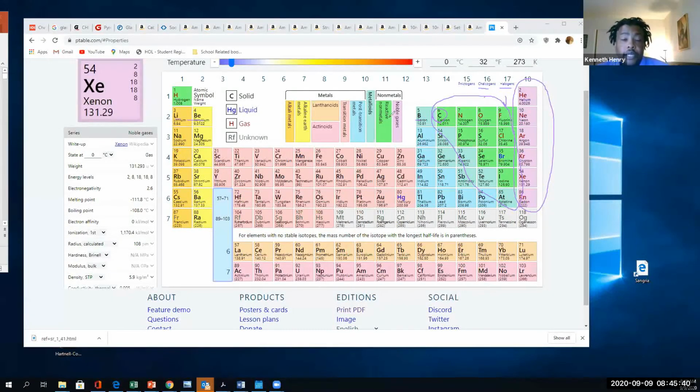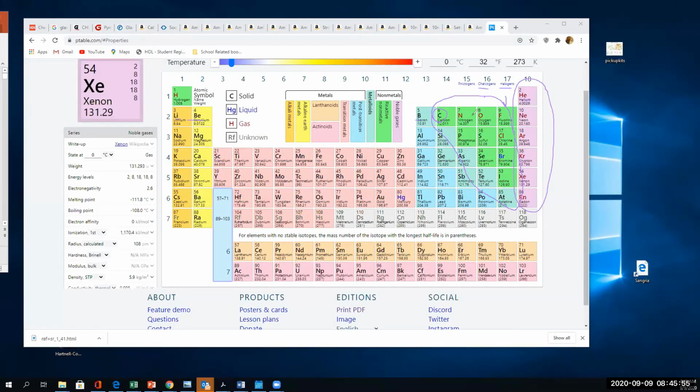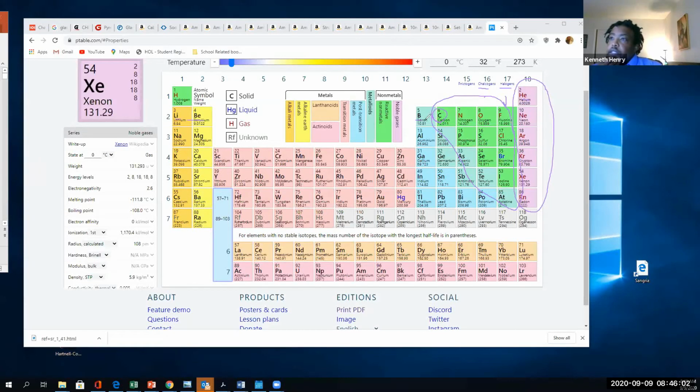Okay, so carbon, we said, is how far away from being a noble gas? How many more electrons would it have to gain to be like neon? 4. Okay, and then how many electrons would it have to lose to be like helium? 4. Okay, so it's kind of like that in the middle.